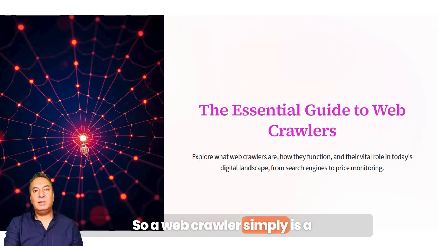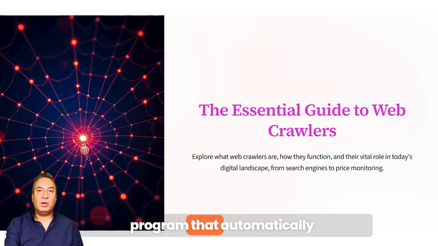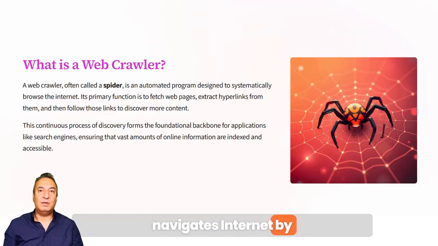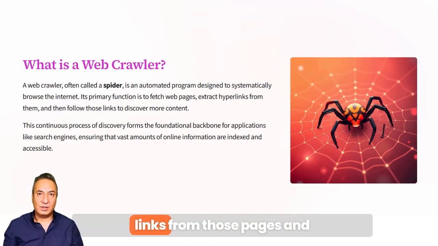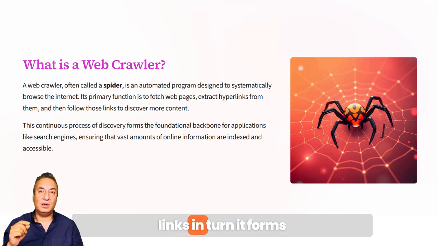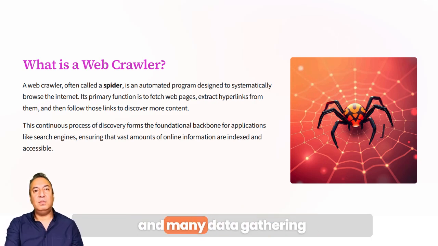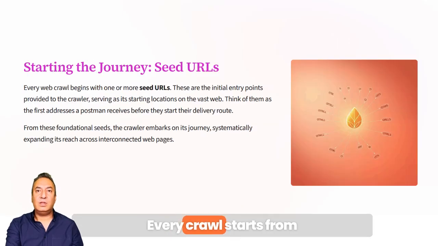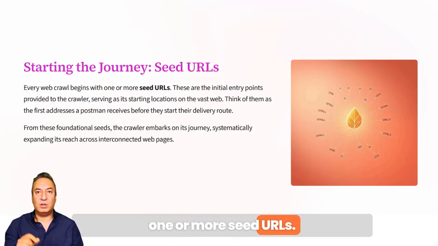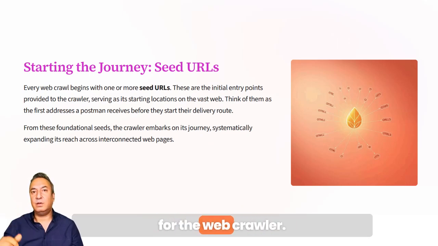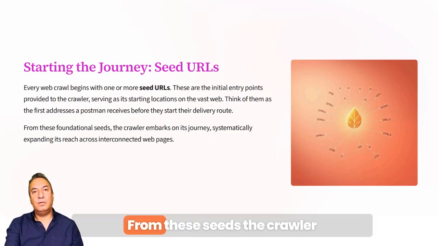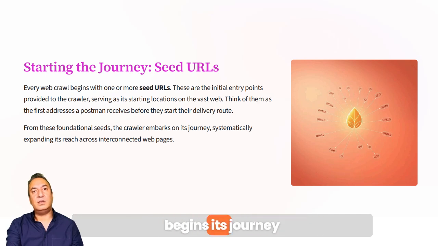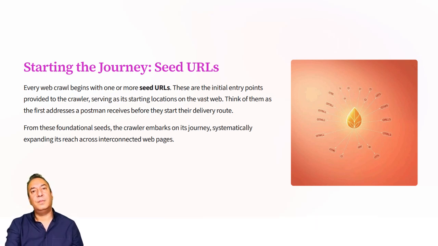So a web crawler simply is a program that automatically navigates the internet by fetching pages and extracting links from those pages, and then again visiting those links in turn. It forms the backbone of search engines and many data gathering tools. Every crawl starts from one or more seed URLs. This is the entry point for the web crawler. From these seeds, the crawler begins its journey across the website.